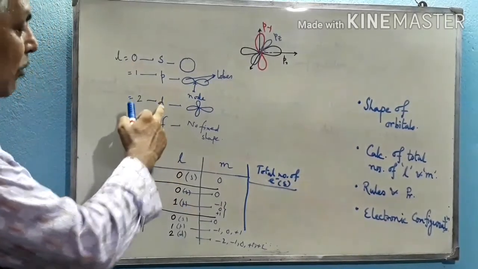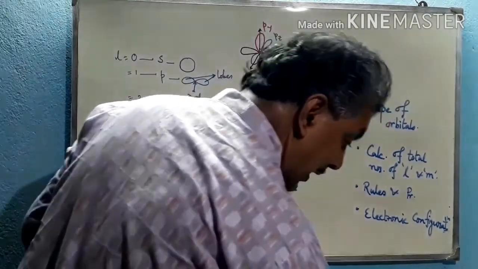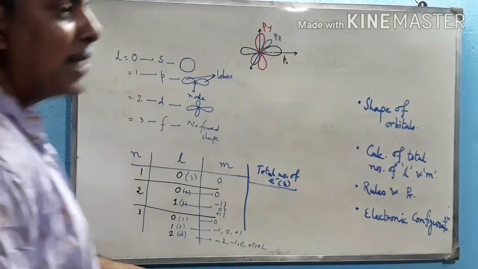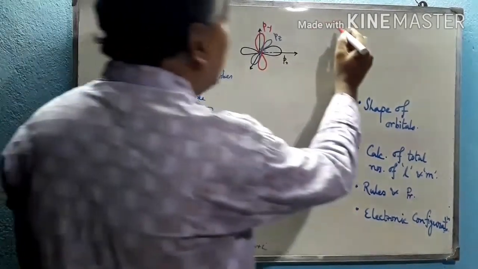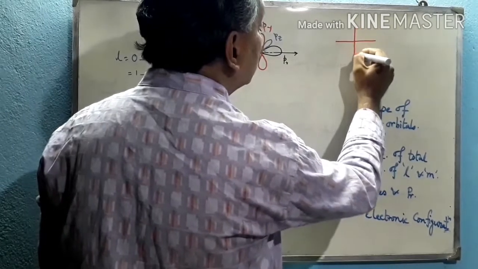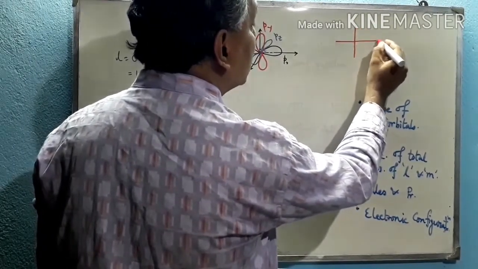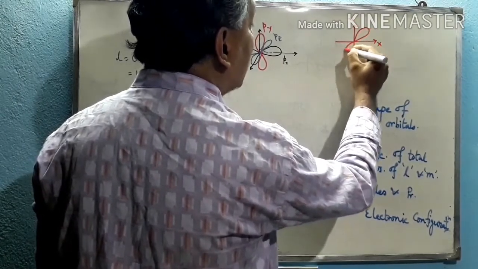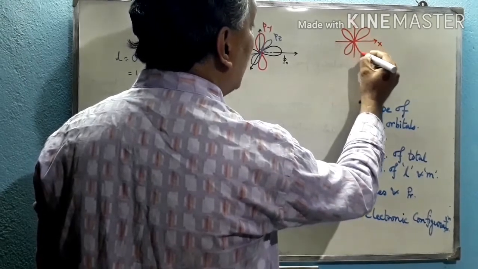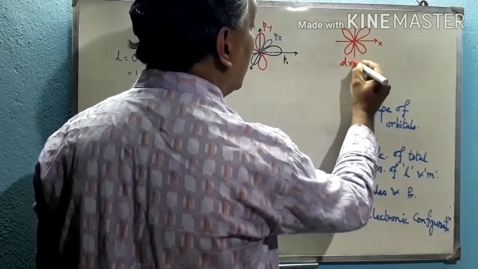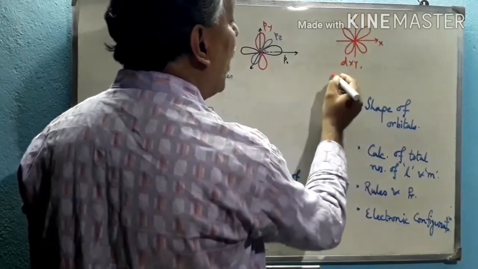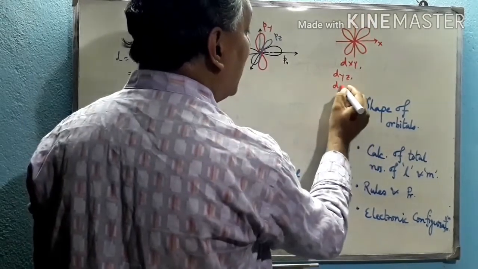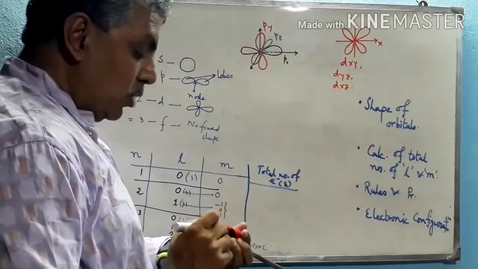Now, in case of n equal to 2, that means d subshell. For the d subshell, there are 5 different orbitals: -2, -1, 0, +1, +2. That means of these 5 orbitals, three are like this. Suppose this is the x-axis, this is the y-axis. So 4 lobes are in between the x and y-axis, known as dxy. Like this, in between the y and z-axis, that will be dyz. In between the z and x-axis, that will be dxz. And the two different lobes are like this.